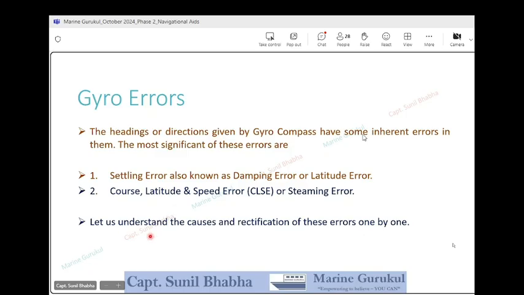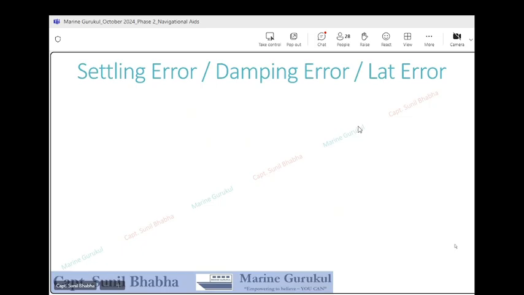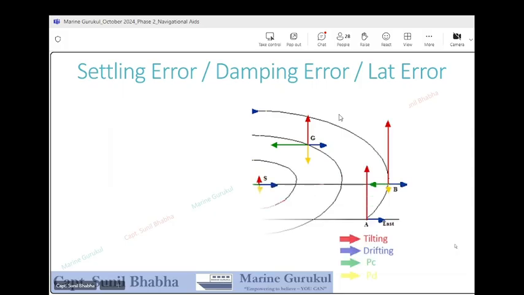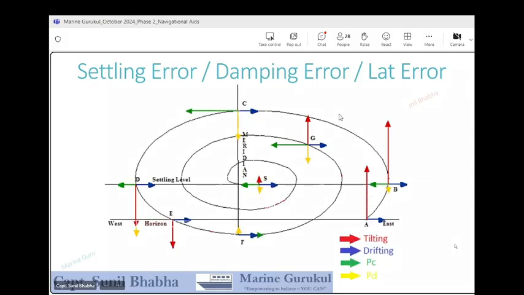We will now understand the causes of these errors. What are the factors which bring these errors in the gyro readings? And we will see how these errors can be calculated and eventually rectified or compensated. So starting off with our first error, which is known as settling error, damping error or latitude error.